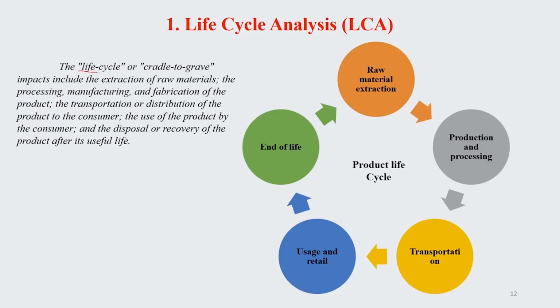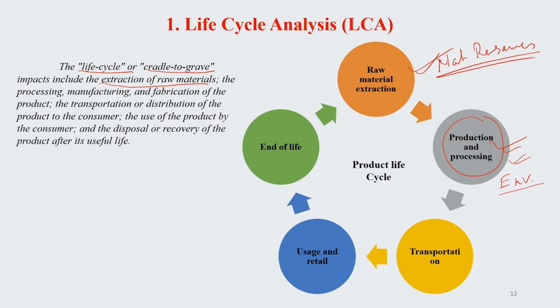People call it life cycle or cradle to grave. These impacts include extraction of raw materials, then production and processing. So, when we say raw material, these are largely natural resources. I hope all of you understand that. So, once you extract, then you go for production and processing, and during this process there is a chance that you are going to impact the environment. So, this particular phase needs to be looked at very carefully.